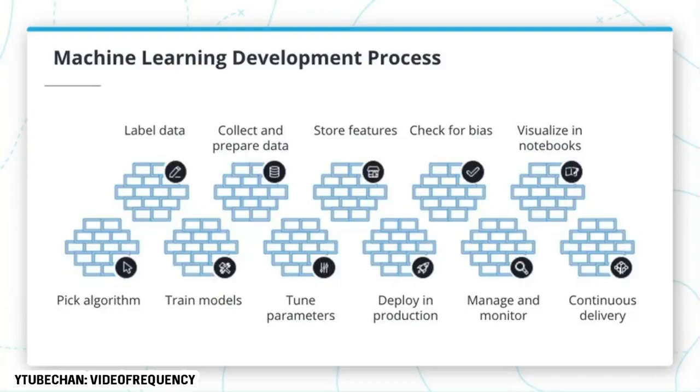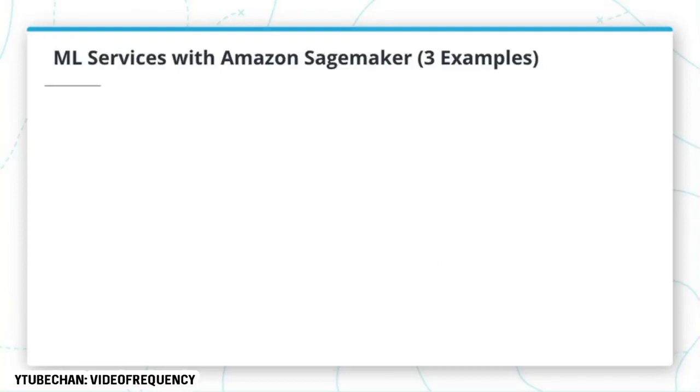AWS has offerings to remove barriers and make the process easier. Amazon built Amazon SageMaker from the ground up to provide every developer and data scientist with the ability to build, train, and deploy machine learning models quickly. You can explore the full list of AWS ML services in the AWS Machine Learning webpage. Here I would like to talk about 3 examples of AWS ML services.